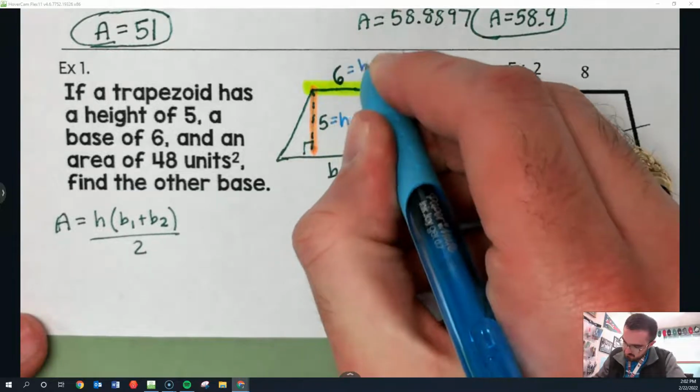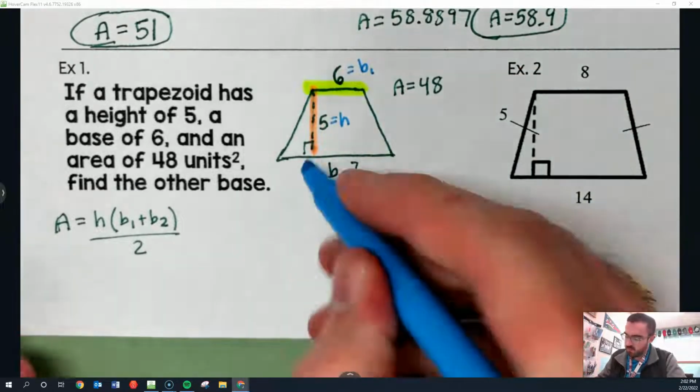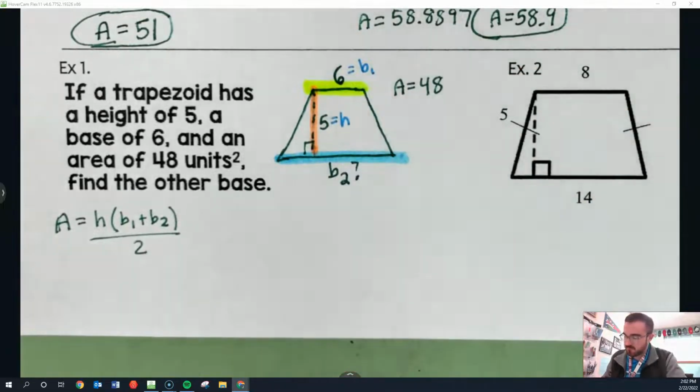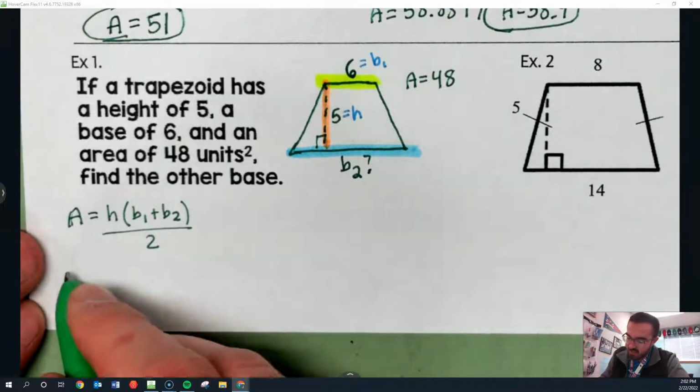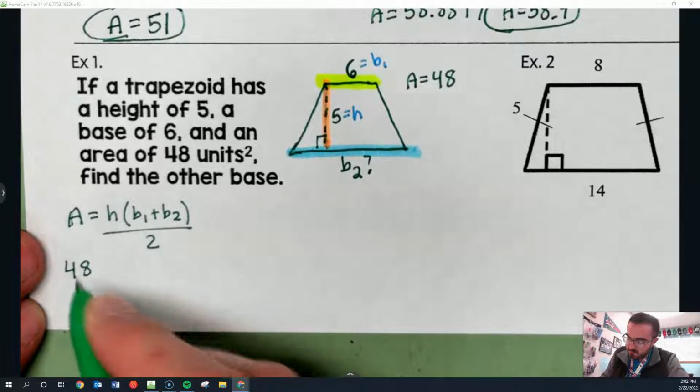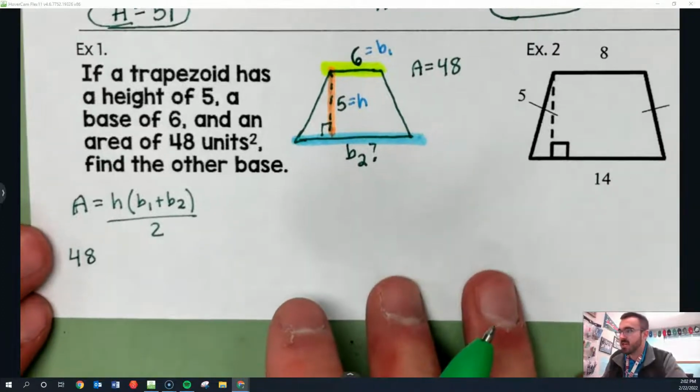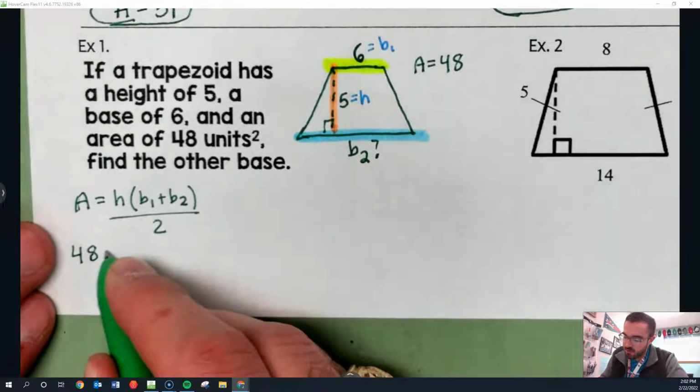Base 1. And then this is what we're looking for, base 2. Okay, so let's start plugging stuff in. We also know the area is 48. So if we know the area is 48, instead of A, I'm going to write 48. Just because it's the area doesn't mean we still can't plug it in like we were doing before.